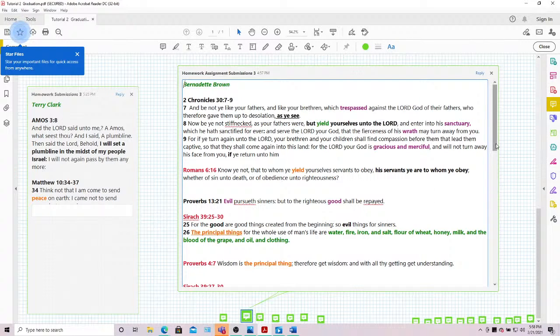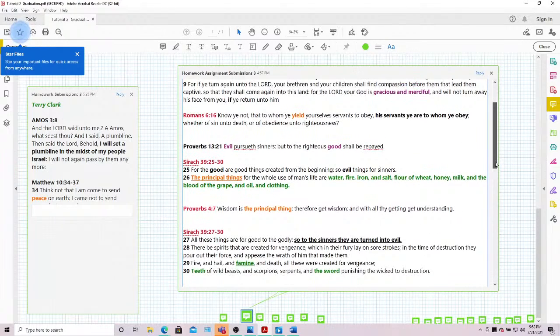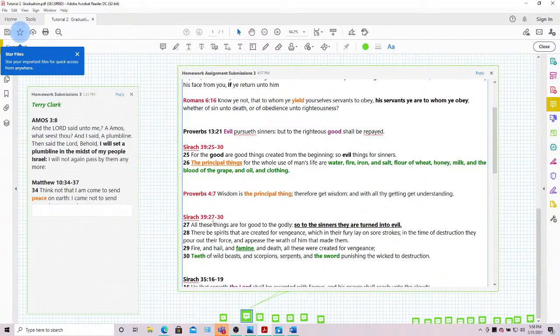So let's look at the plumb line when you go further down with Sirach. Sirach chapter 39, verse 27 through 30. All these things are for the good to the godly, nearest your plumb line. So to the sinners they are turned into evil. And this is your evil things right here for the sinners. So there be spirits that are created for vengeance, which in their fury lay on sore strokes. In a time of destruction they pour out their force, and appease the wrath of him that made them. So you got fire and hail and famine and death. So all these were created for vengeance. Got teeth of wild beasts and scorpions, serpents, and a sword punishing the wicked unto destruction.